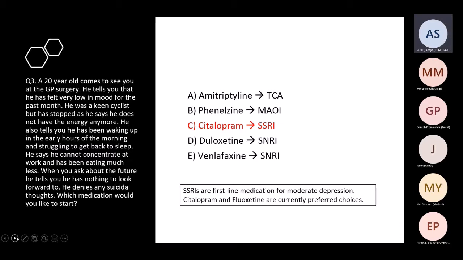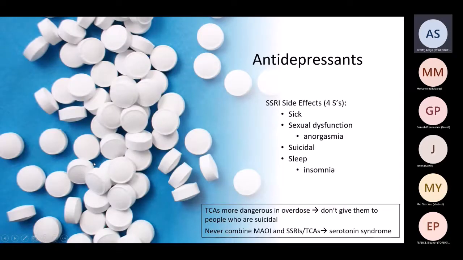So in terms of antidepressants, there are 4 side effects of SSRIs that hopefully all begin with S. They can make people feel sick. They can cause sexual dysfunction, in particular anorgasmia. They can initially make people actually more suicidal, so we always need to keep a close eye on people when you start SSRIs. And sleep, a really big problem with SSRIs is they can cause insomnia.